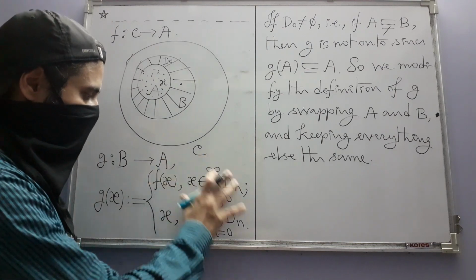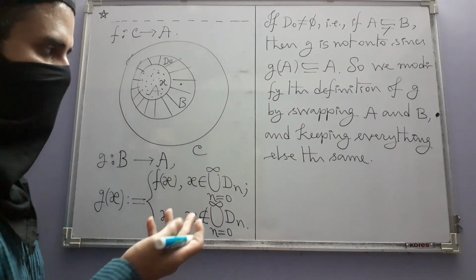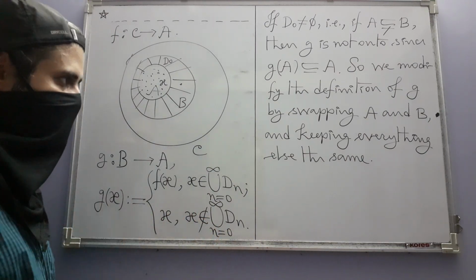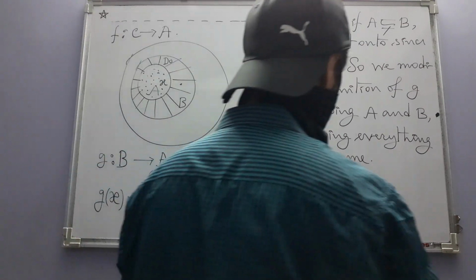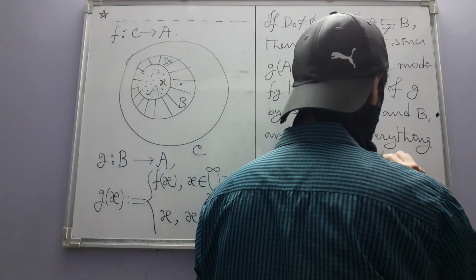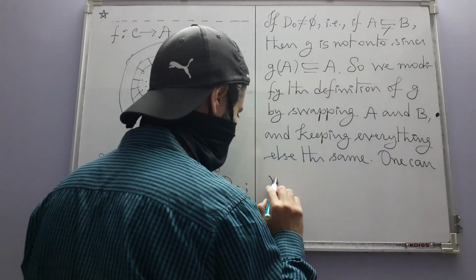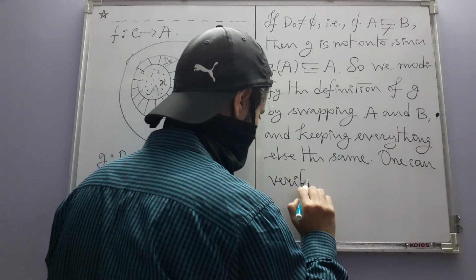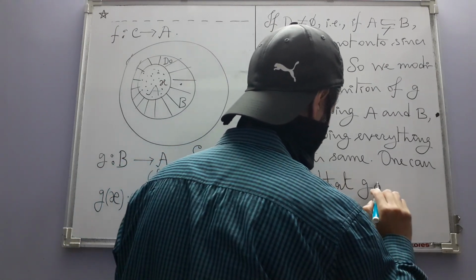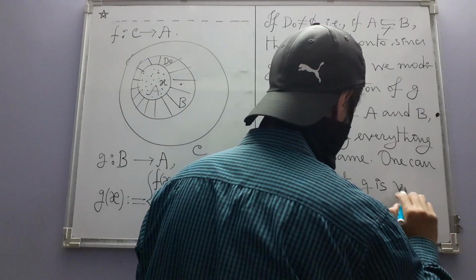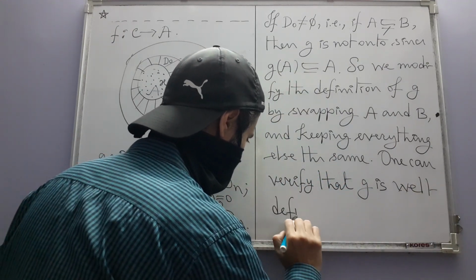We are of course not going to say this much here. We will just simply say one can see that G is well defined. G means our new G, with A and B swapped. One can verify that G is well defined.